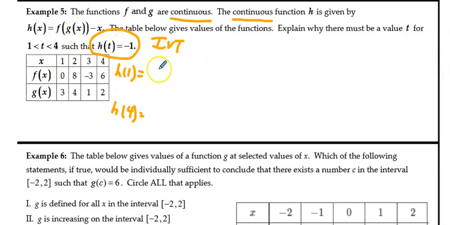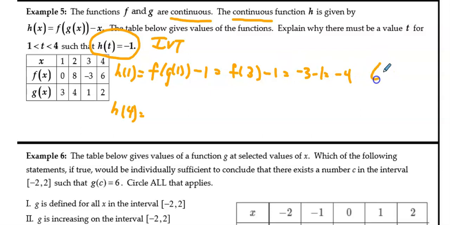So h of 1. So we're going to go ahead and plug in here. We're going to get f of g of 1. And then there's an x right here, so we're going to plug in 1 for that x. And so we're going to get f of, so g of 1 is 3, still minus 1. And then f of 3 is negative 3, minus 1 is equal to negative 4. So I know that the point (1, -4) is a solution to my function h of x, right? And so my y value is negative 4, which is below negative 1. So I know when I plug in 4, I better get a value that's greater than negative 1. So let's check it out and see what happens.